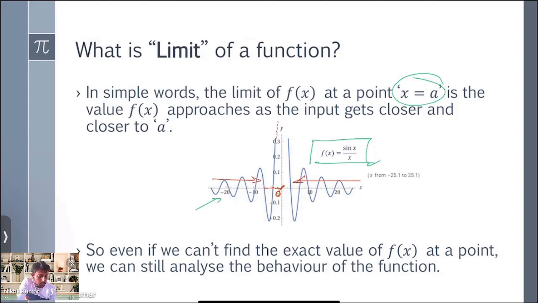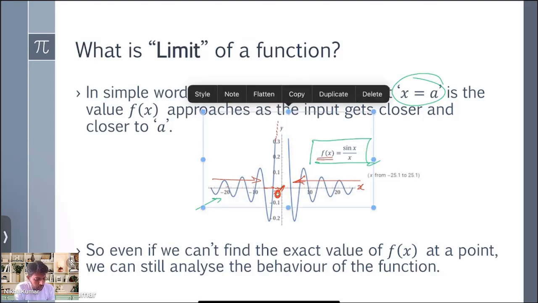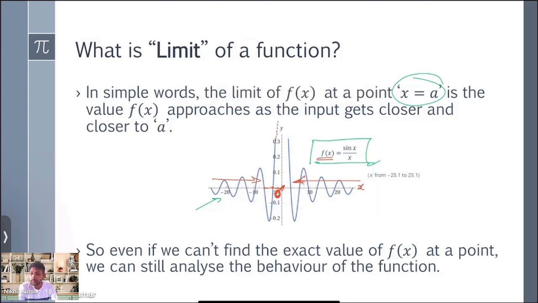If I move towards this 0, the value of the independent variable 0, if I move from the right side towards 0, the value of f of x, which is sine x upon x, the value of this function is again approaching some point. Okay, so whatever the value I'm getting here, that is the limit of this function.